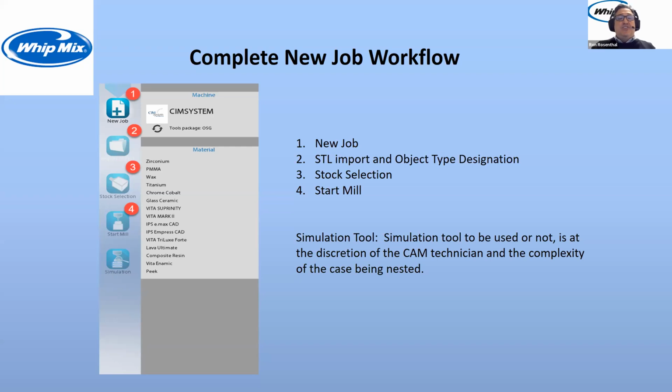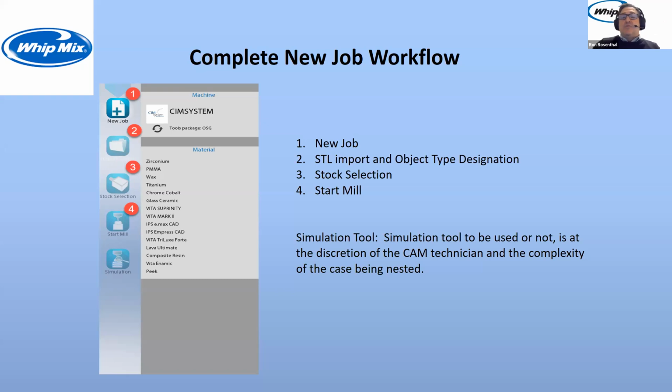So you pick your machine, you pick your STL, and then what I'm going to stress when you import your STLs is the object type designation within MillBox is extremely important. And what I mean by object type designation is you're going to identify a full contour crown as a full contour crown. You're not going to identify a full contour crown as a coping. You're going to identify a bar as a bar, a denture as a denture, and so forth and so on, and line your STL up with the appropriate material when you're starting your new project.